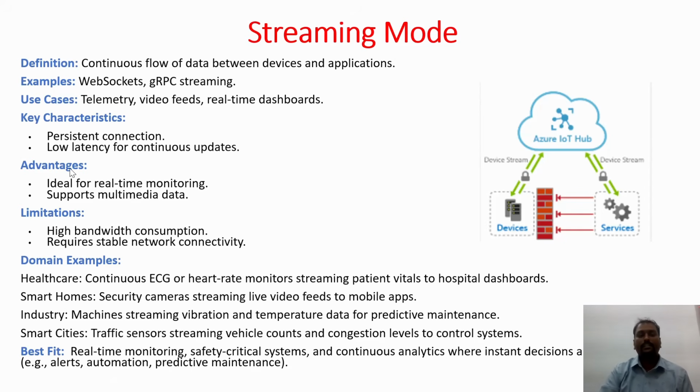Domain examples include, in healthcare applications, continuous ECG or heart rate monitors streaming patient vitals to hospital dashboards. In smart homes, security cameras stream live video feeds to mobile apps. In industry, machines stream vibration and temperature data used for predictive maintenance. In smart cities, traffic sensors stream vehicle counts on the road and the congestion levels are sent to the control systems. So this streaming mode is best fit for real-time monitoring, safety critical systems and continuous analytics where instant decisions are required for generating alerts, automation, predictive maintenance, etc.